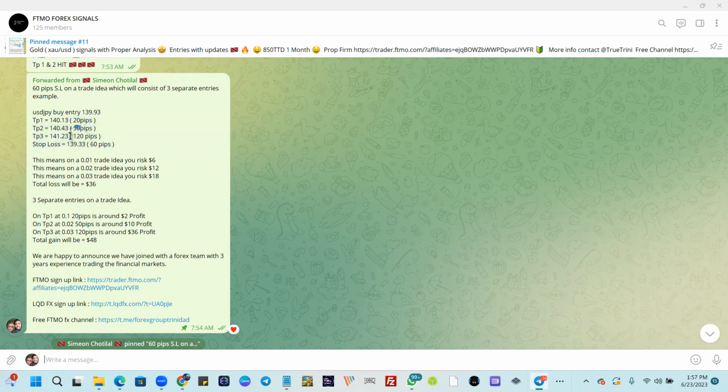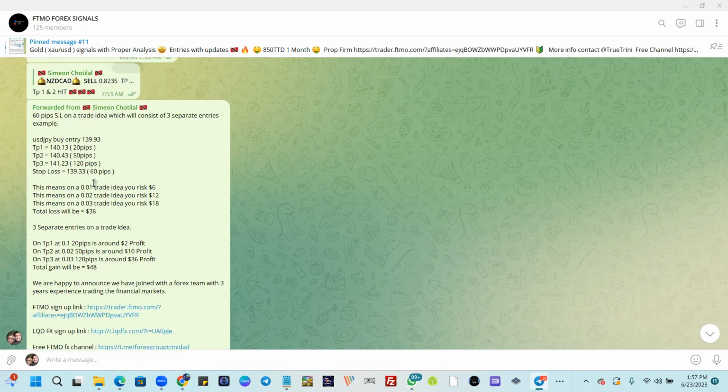All the trades basically would have a 60 pip stop loss, right? Minimum. And this will give you an idea how much you're risking on a trade idea, like 0.01 if you're trading, right? If you're doing 3 trades at 0.01, you have an idea how much you would be risking. So I'm going to show you an example of that, and let's get into it, guys.